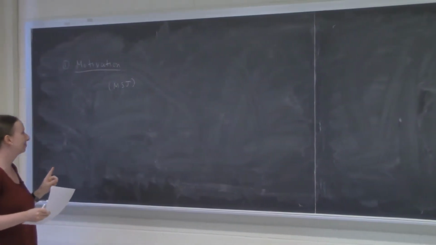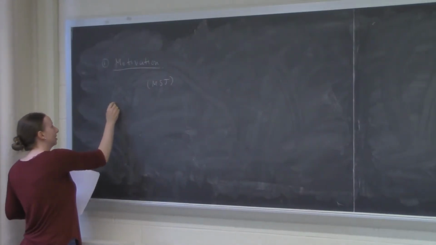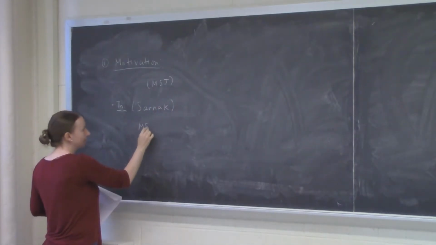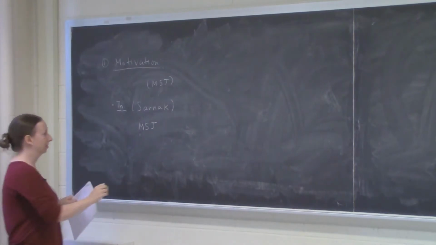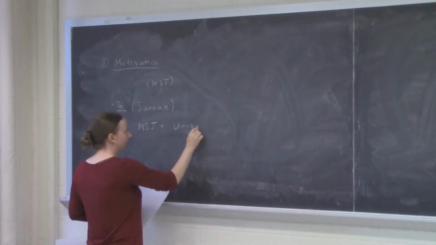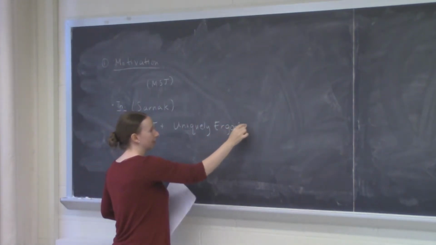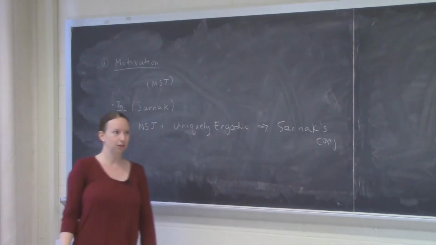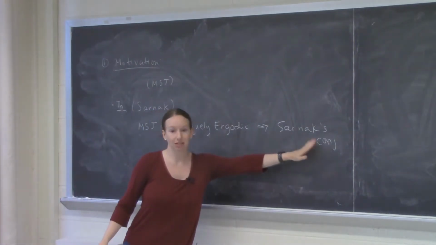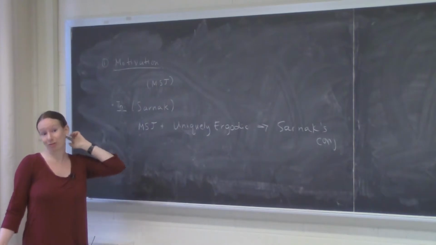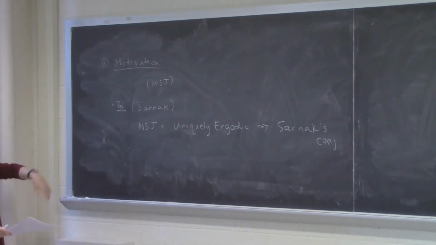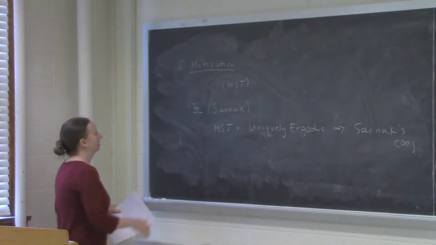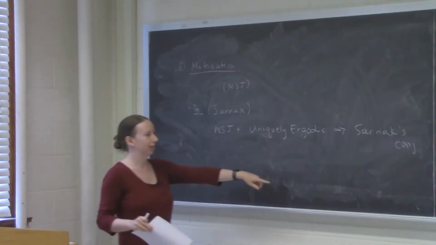And another reason to study them is a theorem by Sarnak. It says if a system has minimal self-joinings, and again, I will tell you what all this means, and it's uniquely ergodic, then it satisfies Sarnak's conjecture. I will tell you what all this is, but the fact that this is a big conjecture should say, hey, maybe these things are interesting to study. I'll tell you what they are a little bit towards the middle of the talk because the definition is a little bit more hairy.